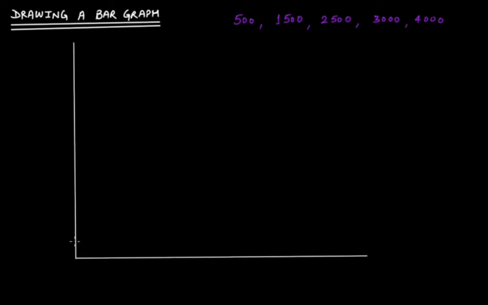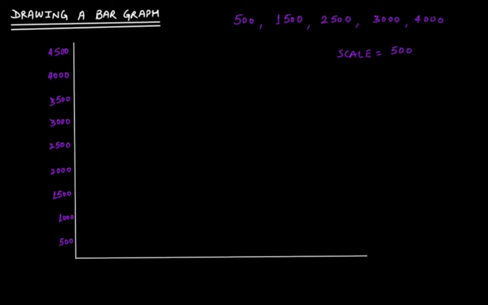If it is 0, then 500 will be here, then 1000 will be here, then 1500 will be here, then 2000 will be here, then 2500 will be here, 3000, 3500, 4000, and 4500. Now you can clearly see that 500 is here, 1500 is here, 2500 is here, 3000 is here, and 4000 is here. That's a very, very good scale, right? Our scale should be what? The scale should be of 500.